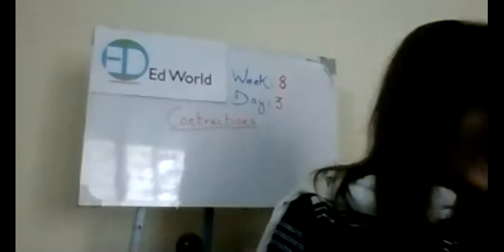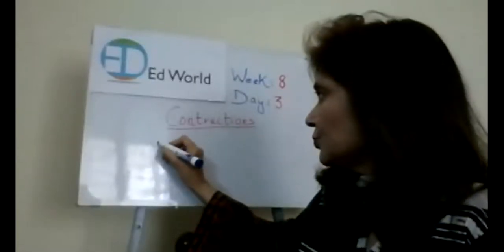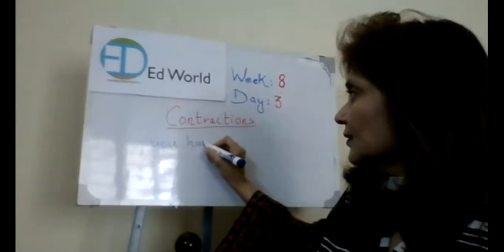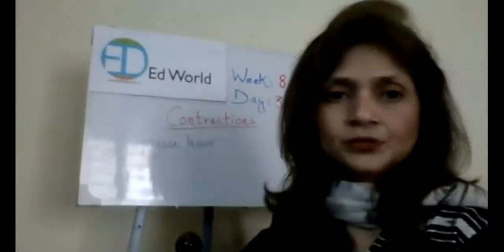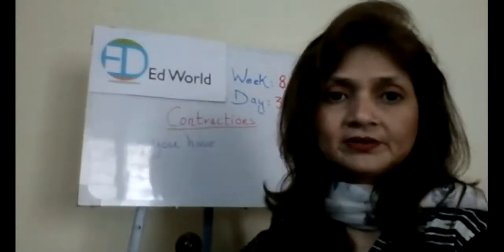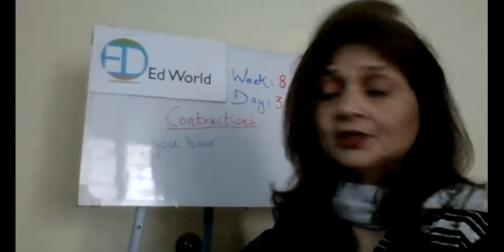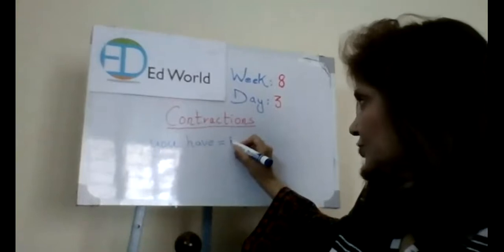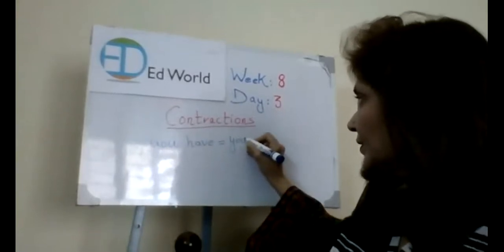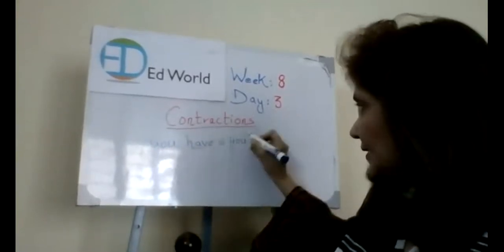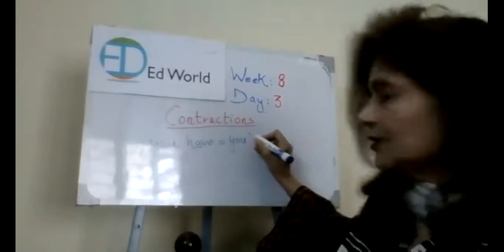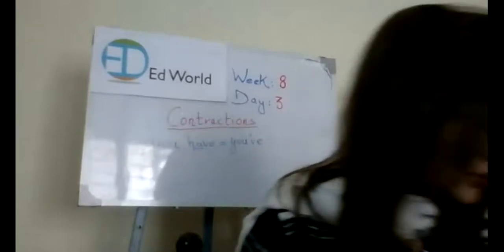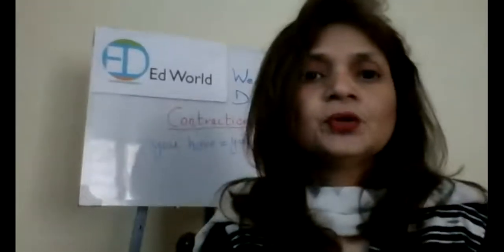Now, if you are going to have "you have", how is it going to become? What will be the contraction? What are you going to remove? You will remove H and A, correct. You remove H and A and write down an apostrophe here with V and E. It will become "you've".